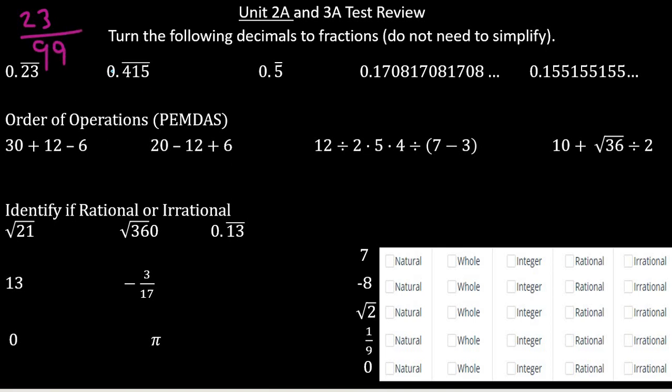Where's the next one? We've got 0.415 with the line over it. So the 415 is going to be repeating, that's going to be the top, and on the bottom, we're just going to put 3 9s, because there's 3 digits there. The next one, we've got 0.5 with the bar over it, so that's just one number, so that's just going to be 5 over 9.